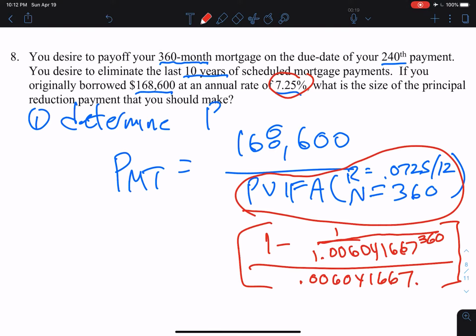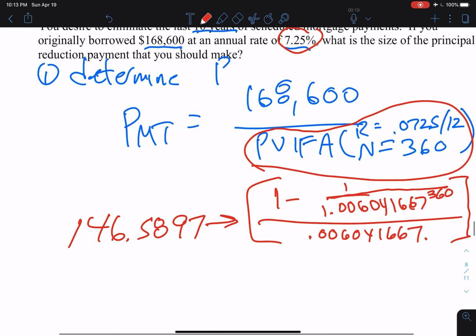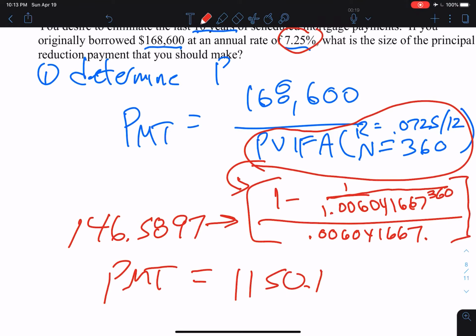And now the value of this PVIFA is 146.5897. Alrighty, it's good to carry a whole lot of values to the right of the decimal. And then we have our answer, at least for part 1. So it's 168.6 divided by 146.5897. And that answer is, the payment is $1,150.15. So there, we're done with that.